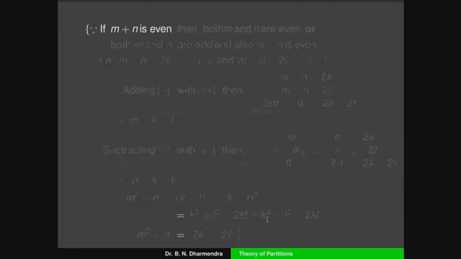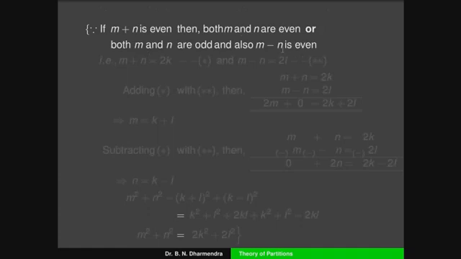We are discussing the two terms. If m plus n is even, then both m and n are even, or both m and n are odd, and also m minus n is even. You can observe that if both m and n are even, or both m and n are odd, then m minus n is also even. So in these cases, we choose m plus n equal to 2k, call this equation star, and m minus n equal to 2l.